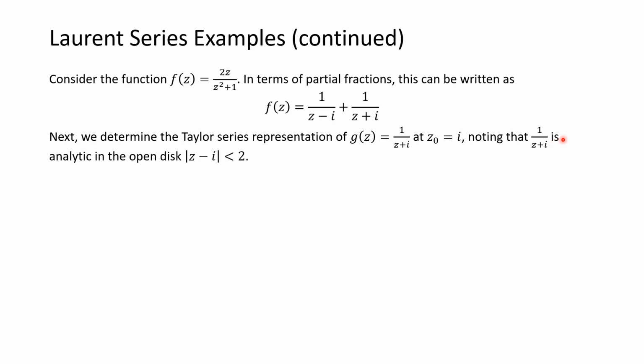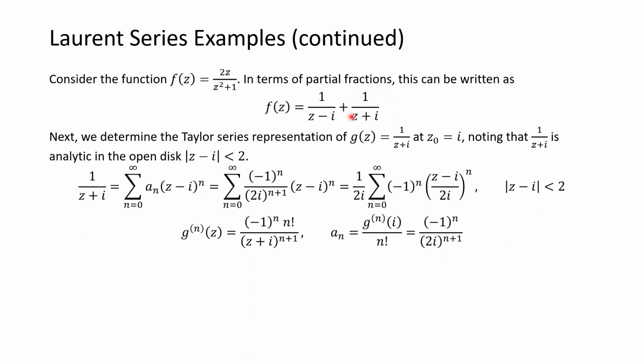And the disk of analyticity for this function here we're going to take is the set where the absolute value of z minus i is less than 2. So this is a disk centered at i of radius 2, and it just misses the singularity here at minus i. So you might want to just think about that for a second. So this disk misses the singularity in this term in the function, and we're going to find the Taylor series for this.